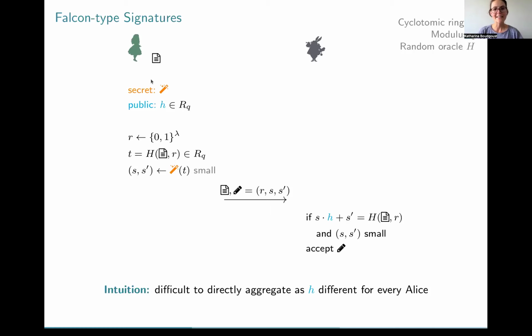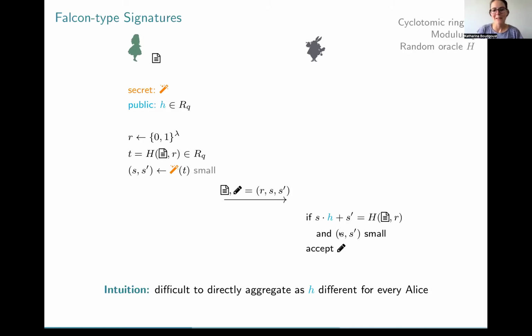And the idea is that for signing, Alice will sample a random salt or seed. It has both names, like some randomness. And this randomness is put into the random oracle together with the message to define a target, which is a ring element. And then Alice can use her lattice magic to invert this T in a specific way, such that it gives out two ring elements S and S prime that are both small. And so her signature will be composed of the salt and the two elements, S and S prime.